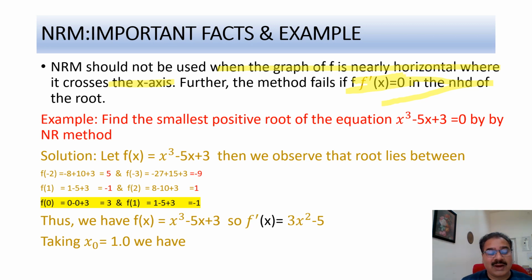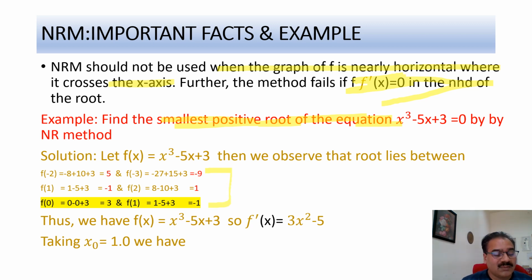Find the smallest, mind it, the smallest positive root of the equation x cube minus 5x plus 3 equal to 0 by the Newton-Raphson method. How will you start the problem? First you write f(x) is equal to x cube minus 5x plus 3. Then we observe that the root lies between... now look very carefully. The root lies between three pairs of alternates.